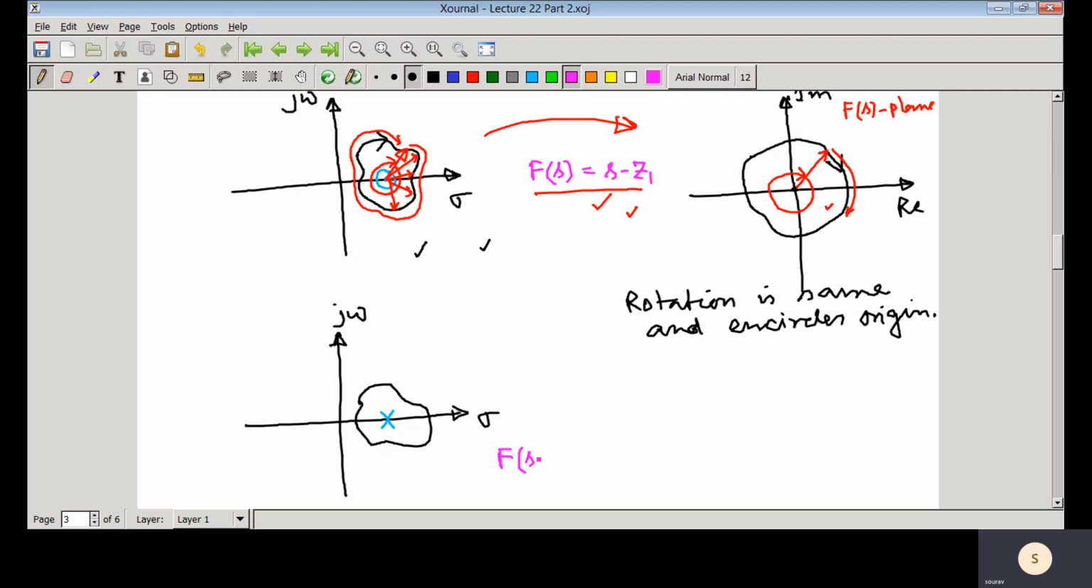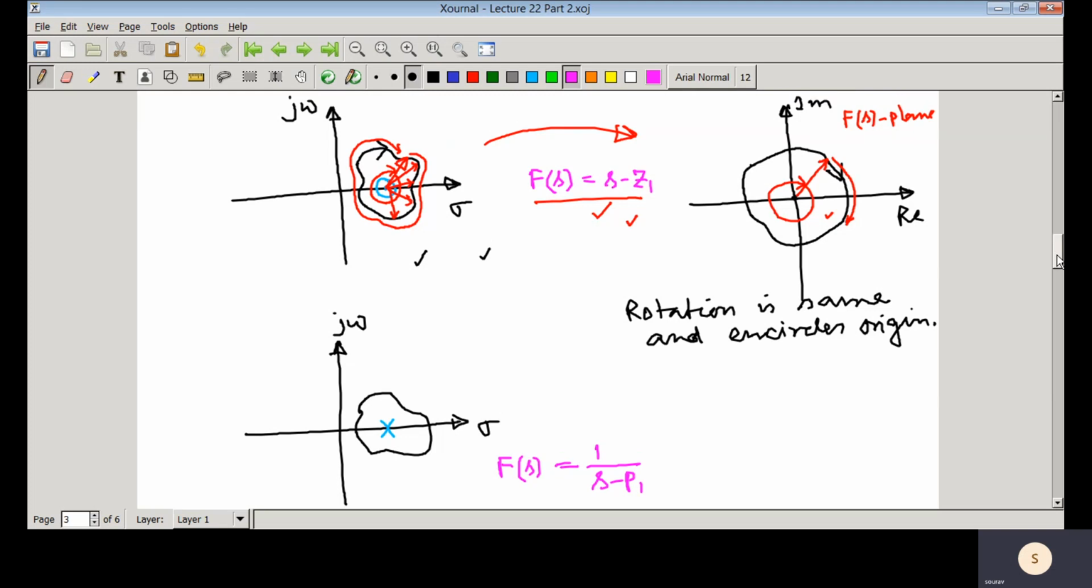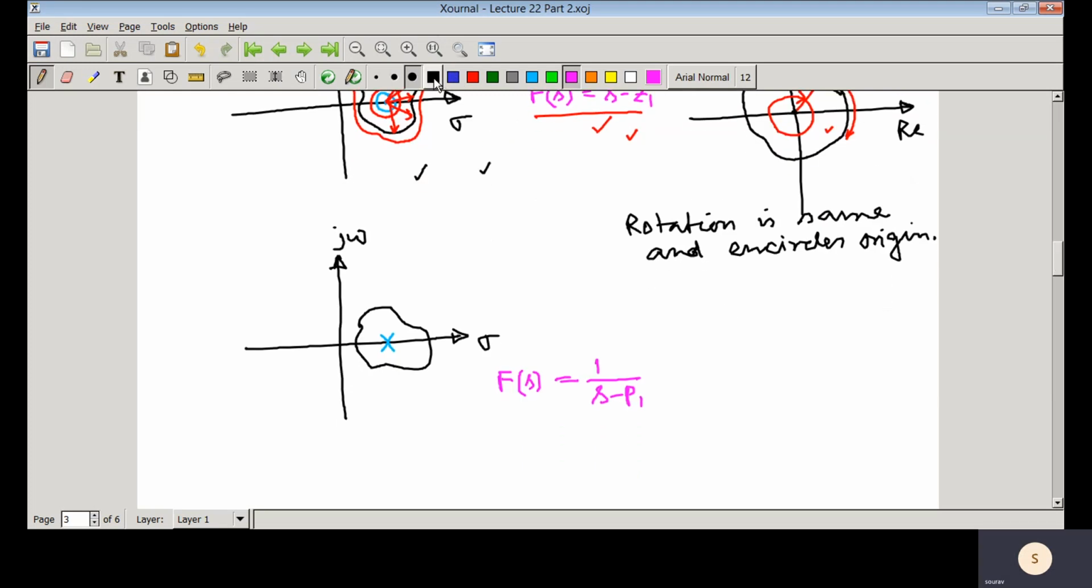Here in the s plane, that means in the left hand side plane, it is important whether it is encircling the pole or 0, and in the F(s) plane it is important whether it is encircling the origin or not. So if F(s) equals 1 by s minus p1, if this is the function, and we have seen that it is encircling the pole, then what happens? This is real and imaginary, and the right hand side is the F(s) plane.